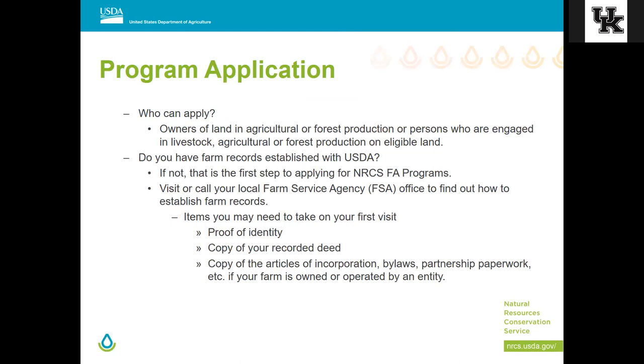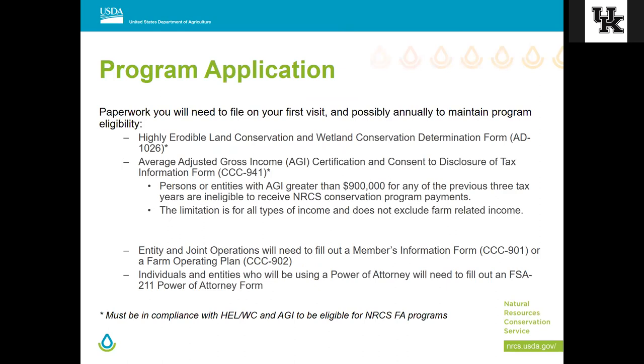You need to have your proof of identity, a copy of your deed to show you own the land, and if you're operating as an entity, then you'll need your articles of incorporation and things like that. While you're there, they will ask you to fill out several pieces of paperwork. One is the highly erodible land conservation and wetland conservation determination. Basically, that says that you're not cropping highly erodible land without a conservation plan, and you haven't destroyed any wetlands.